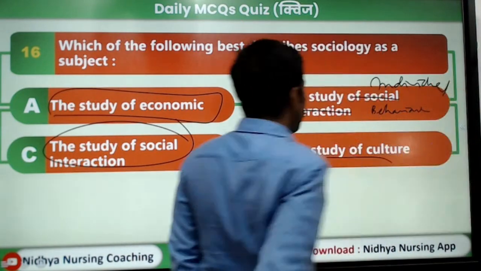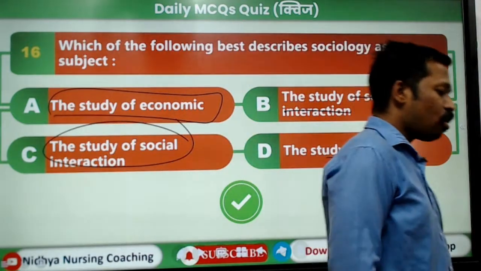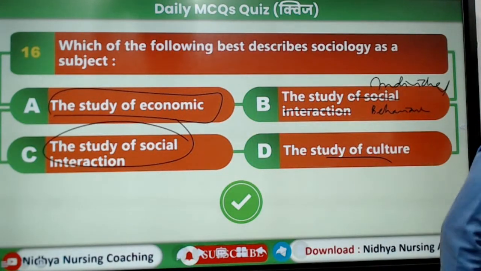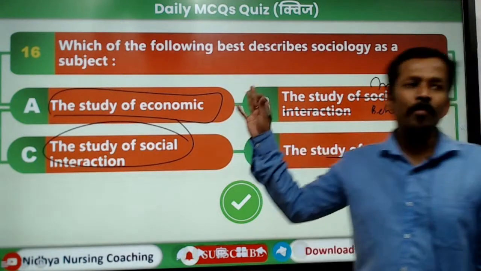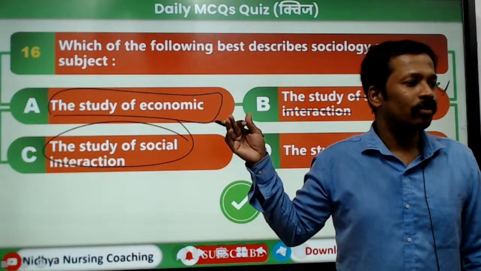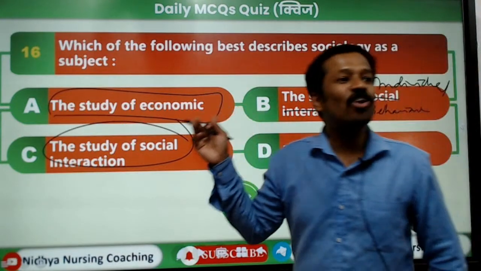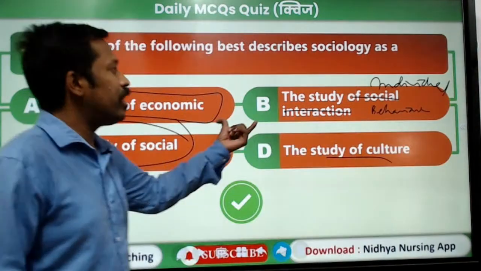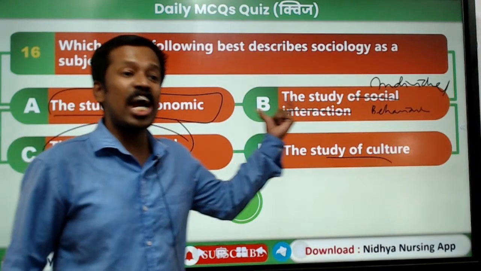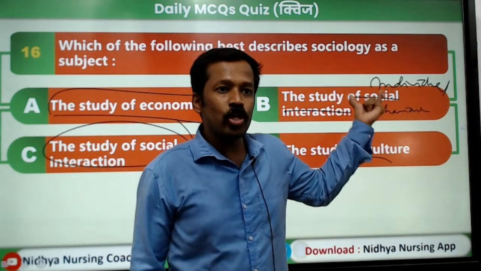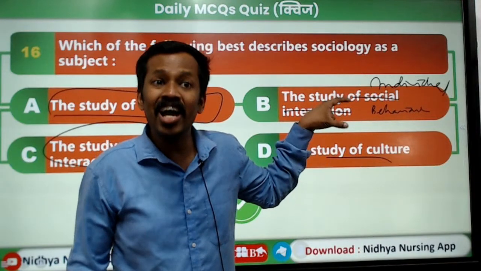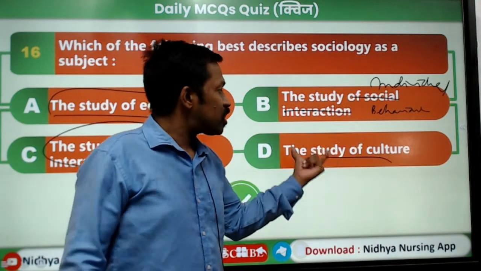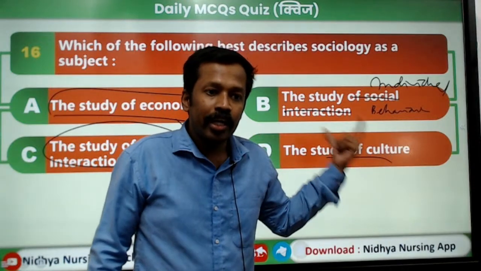Study of social interaction is a component of sociology. Study of culture is also a component of sociology. Both of these are components or pillars of sociology.